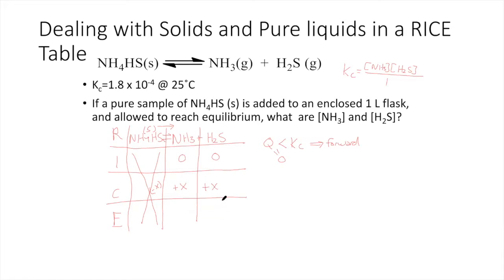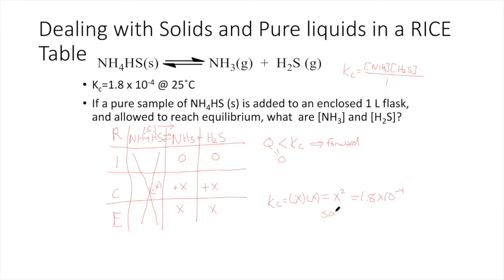they're transforming into. All right, so then, as in every other RICE table, you just bring your columns down. And so this becomes an X and this becomes an X. And then if you remember, I substitute the terms in the E row into your expression for the equilibrium constant. So I'm going to substitute that in. So the Kc is equal to x times x. So that's, of course, x squared, which is equal to 1.8 times 10 to the minus 4.